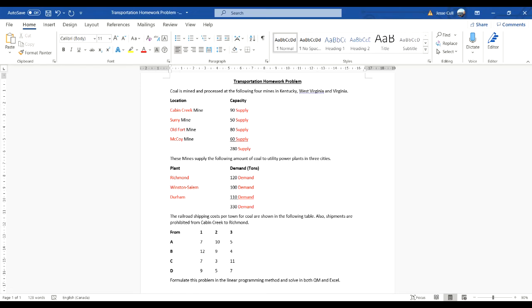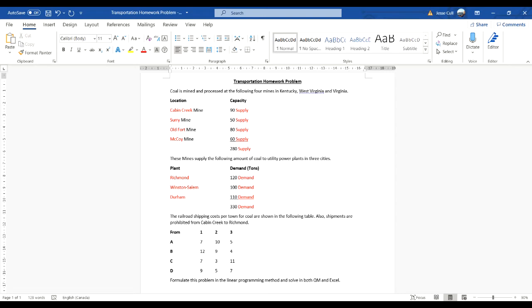So we have a total of 280 supplied, and we have 330 demanded. So right away, we can see there is one wrinkle. One thing that we haven't seen yet that might cause us a little bit of problems, and that's quite simply, we have not enough supplied as we have demanded.